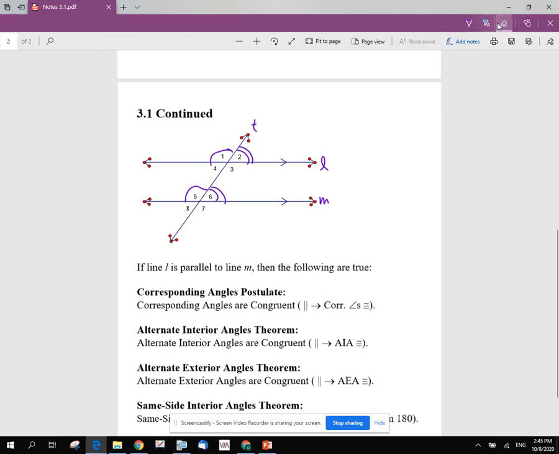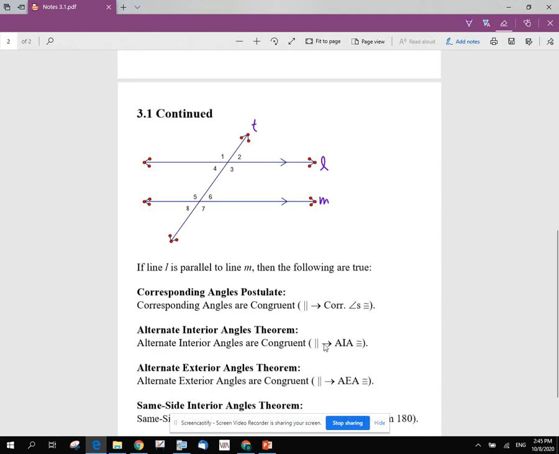By the way, we're going to give you a half sheet of paper that lists the names of the theorems and their abbreviations, so you will not have to memorize this. You will be given those abbreviations on any quiz or test, and also with your homework.